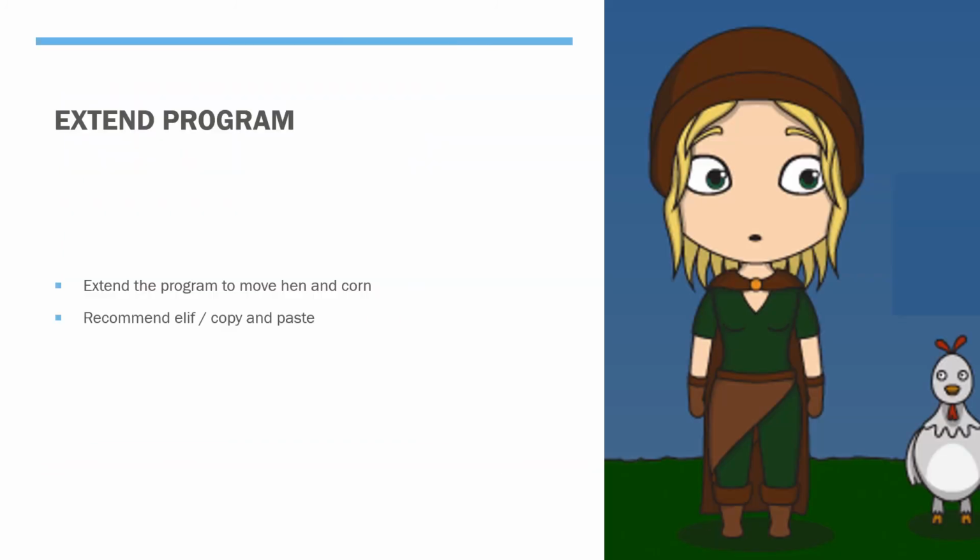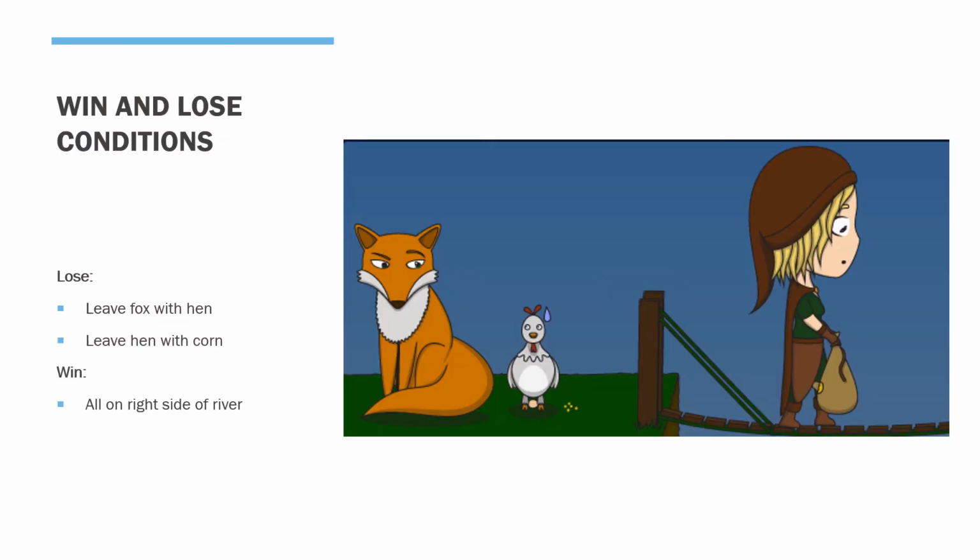So now I'm handing this over to you. I'm not going to give you the rest of the program. You've got to develop it yourself. First thing to do is to extend that program so that if they select H for the hen or C for the corn, they're taken across the river in the same way as the fox. What I recommend you use is an elif structure and copy and paste the fox code, but just change fox to hen or whatever. And that's a very quick way of extending the program.